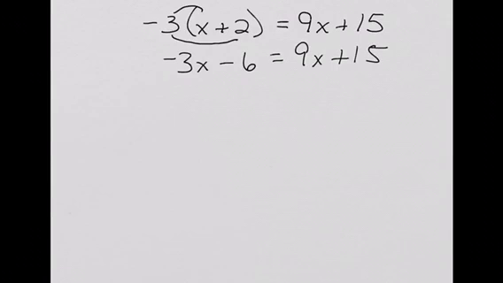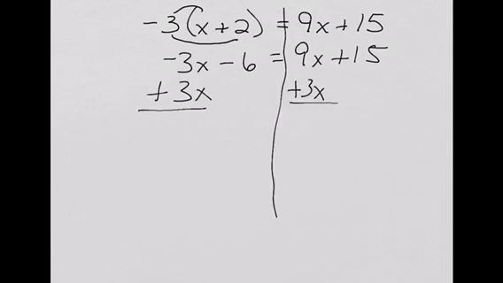All right. And in this case, I don't know, I guess I'm going to move things to the right. Why not? It's kind of fun to do that. So I'm going to move my negative 3x to the other side. What do I do to move it? I have to take it away. So I'm going to do the opposite. This was negative 3x, so I'm going to add 3x to both sides. I get negative 6 equals 12x plus 15.